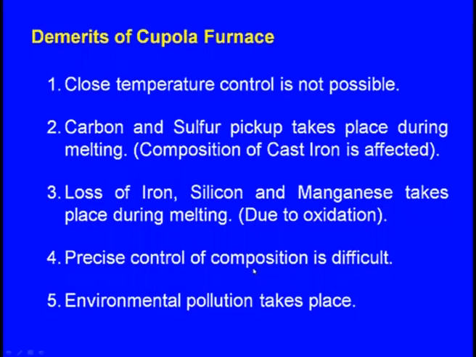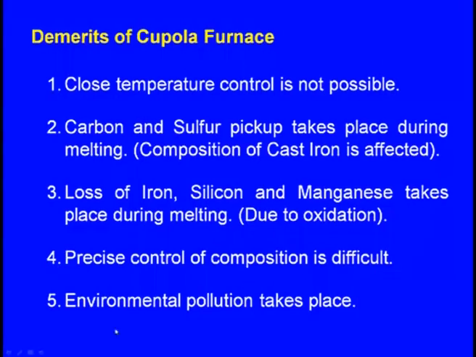Next one, precise control of composition is difficult. Yes, why? Because we may aim for a certain composition, but because sulfur pickup is there, carbon pickup is there, and loss of silicon, loss of manganese, because of these things, this will go without the knowledge of the operator or without the intention of the operator. Finally, we aim for some composition, but finally we will arrive at some other composition. So, precise control of composition is difficult. Next one, environmental pollution takes place. Cupola releases a lot of smoke, and because of that environmental pollution takes place.